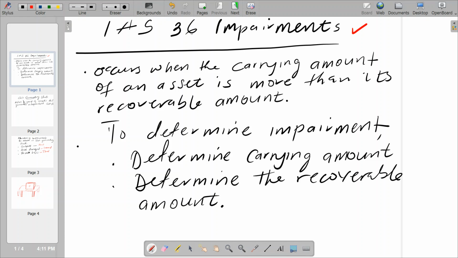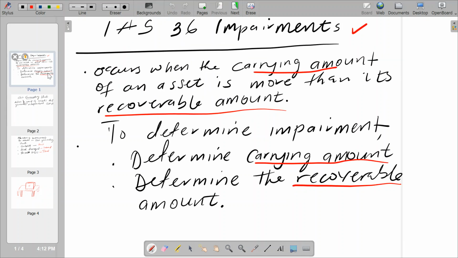Impairment, IAS 36 impairment, and we said that impairment occurs when the carrying amount of an asset is more than the recoverable amount. So when we have an asset whose carrying amount is more than the recoverable amount, then we have impairment. To determine impairment, we need to know the carrying amount of the asset, and we also need to know the recoverable amount. These are the two things we need to be able to determine impairment.